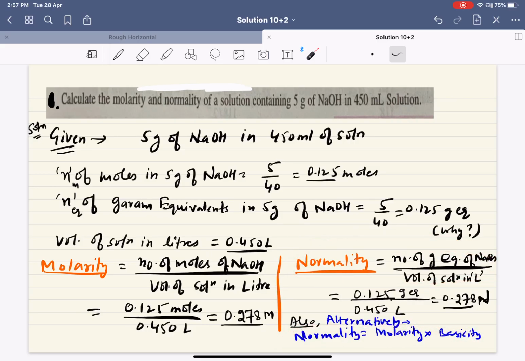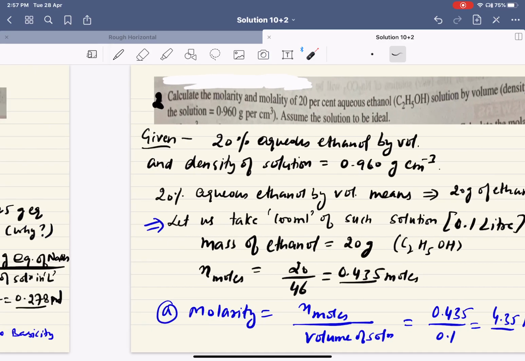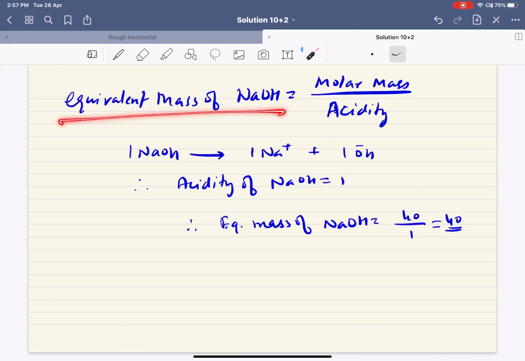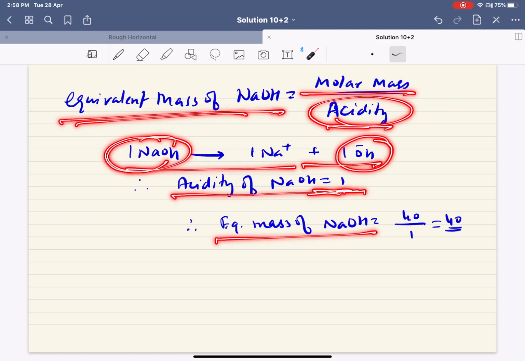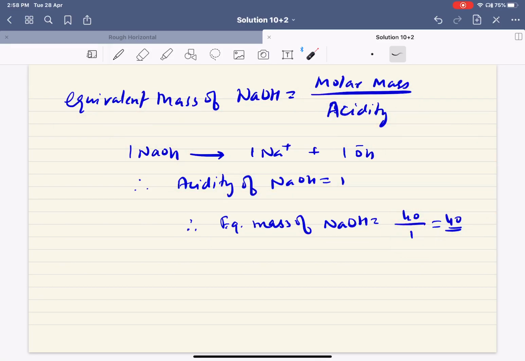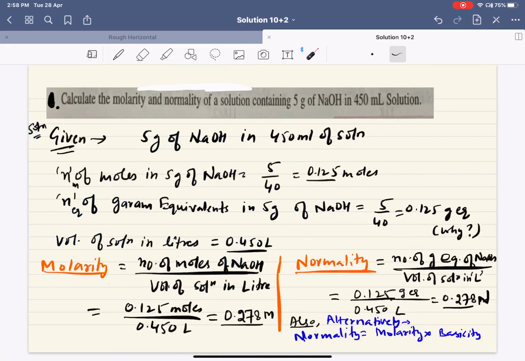एंड वही ग्राम इक्वलेंट, हमने इक्वलेंट मास कैसे निकाला है NaOH का? मोलर मास को डिवाइड करी है उसकी एसिडिटी से, और एसिडिटी कितनी है? 1, बिकॉज 1 मॉलिक्यूल ऑफ NaOH प्रोड्यूस्ड 1 OH नेगेटिव आयन. सो एसिडिटी ऑफ NaOH इज इक्वल टू 1. तो इक्वलेंट मास ऑफ NaOH कितना आ गया? 40. मोलर मास डिवाइडेड बाय एसिडिटी, एसिडिटी कितनी है? 1, 40. ठीक है, और इस केस में मोलारिटी और नॉर्मेलिटी विल बी इक्वल इन मैग्नीट्यूड.